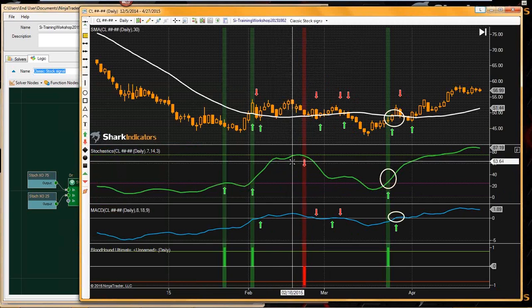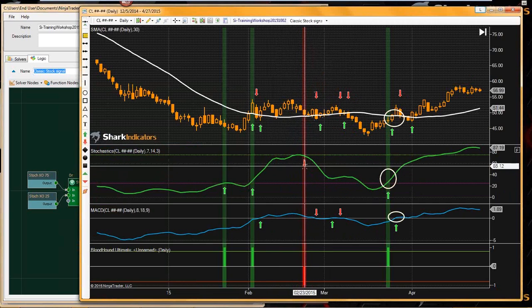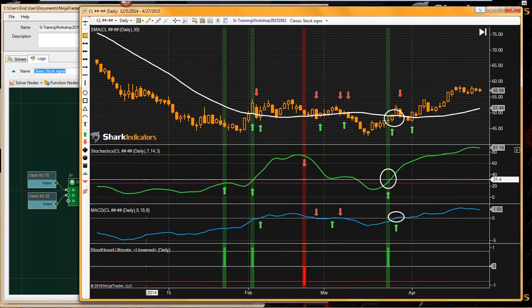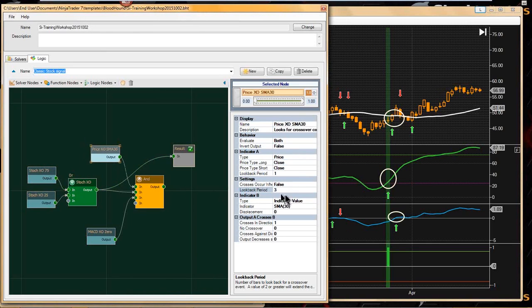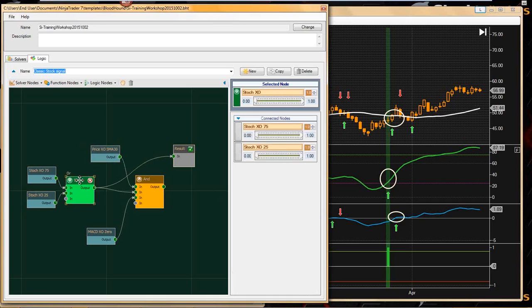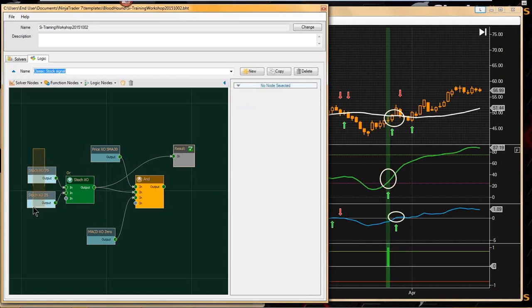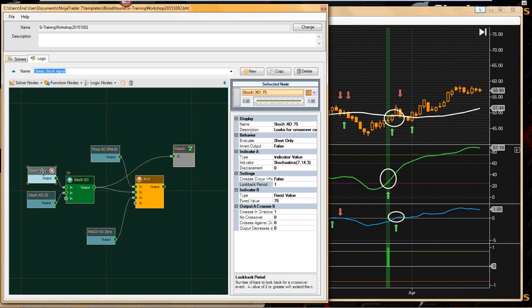All right, we have our stochastic crossover signals, and so we want to extend these for 3 bars as well. So there's one way I can do this, is I can go into the crossover solver, change my lookback period for both of them, right? Just like I did with this one, it has a lookback of 3, but I'm going to show you another way to do this. Since these are 2 crossover solvers, it'll work because both of these solvers have a lookback period.